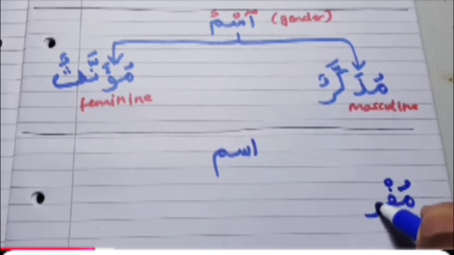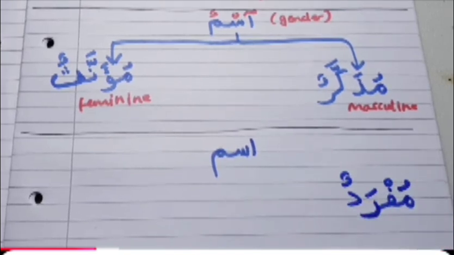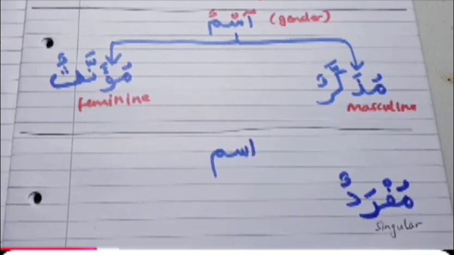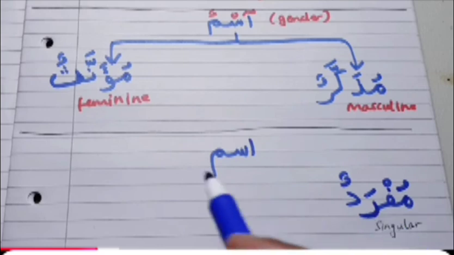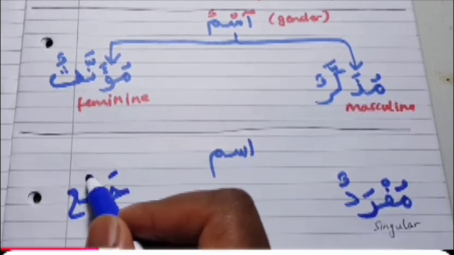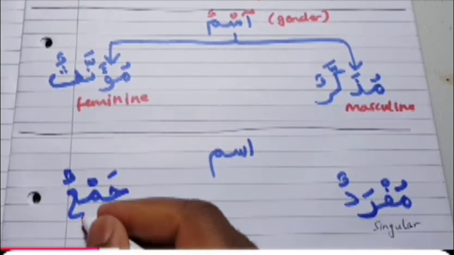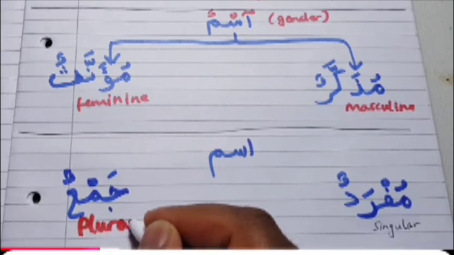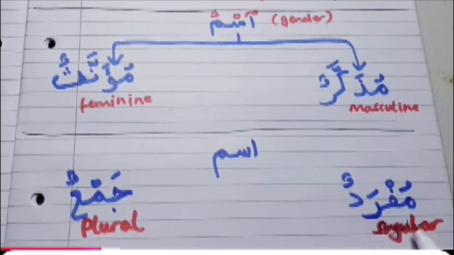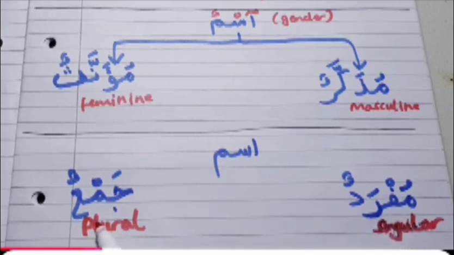This number is either going to be mufradun, the noun indicates something which is singular, or jam'un, the opposite of singular, which is plural. So this is what we have in the English language. We have things which are singular, pen, and things which are plural, pens.